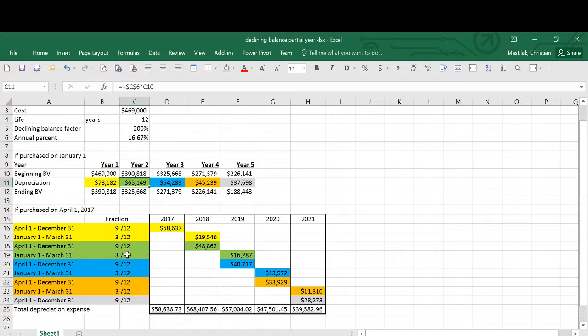So I hope that's helpful. That is what is described in illustration 11-11 in your textbook. So that's what I wanted you to see there.